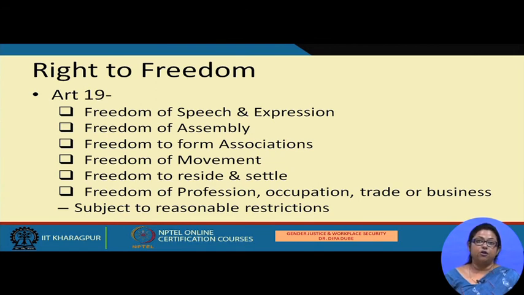So, therefore, when we speak of these freedoms, it necessarily implies in the context of gender justice that every woman has a right to speech and expression, has a right to assembly, to form associations, to reside and settle anywhere, and to pursue any profession or occupation of her choice, and there cannot be any unreasonable restriction on the ground that she is a woman which can be placed on any of these freedoms.